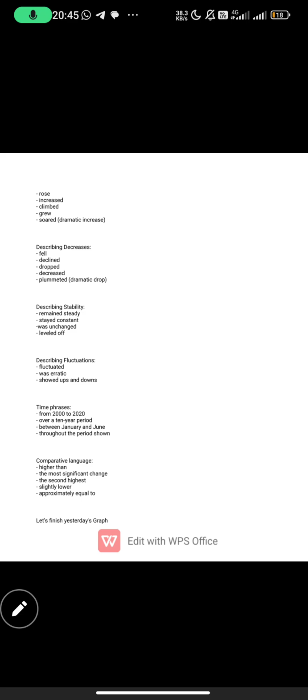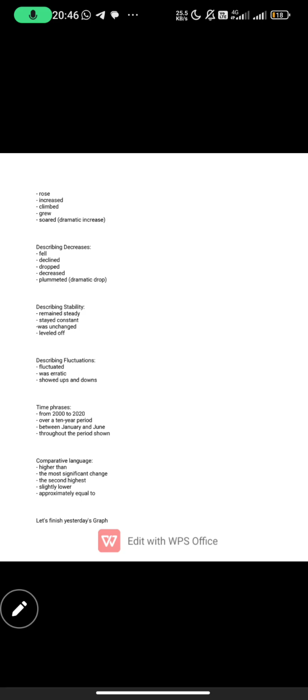Look at it. Rose, you can use rose. It rose from 30% to 50% by May or in May 1998. You can just use rose, synonyms: increased, climbed, grew, from this to that, soared, dramatically increased. If you can see a very sharp increase, you can even use sharp, you can use soared. These are things you can use. These are vocabularies that you can use if you're describing increase, whether it's line graph, bar chart, whatever it is. When you're trying to describe, you can employ these vocabularies.